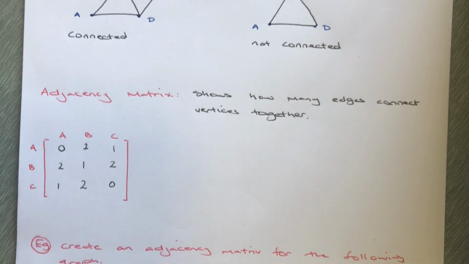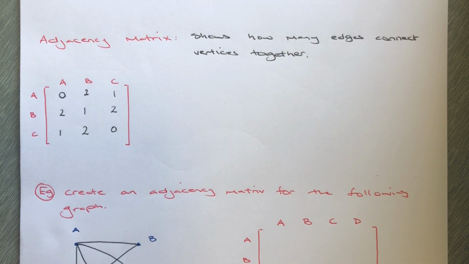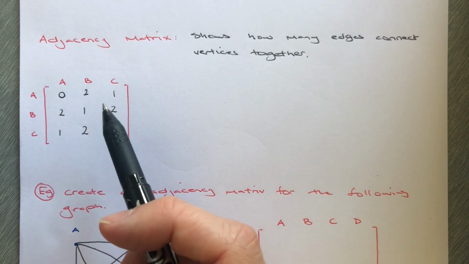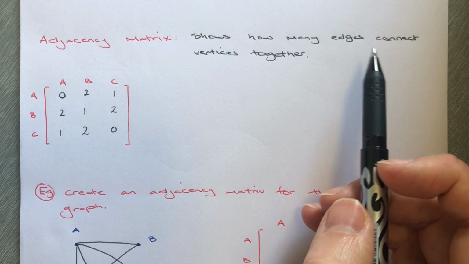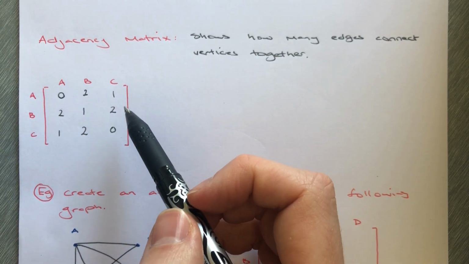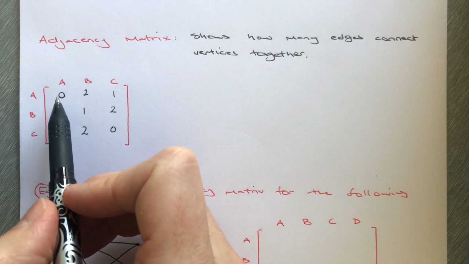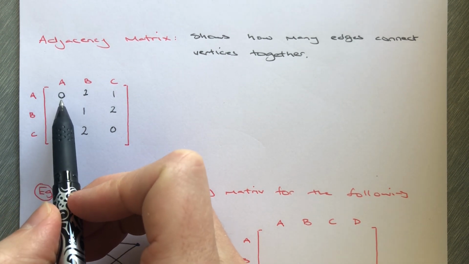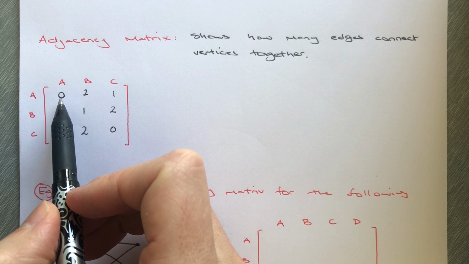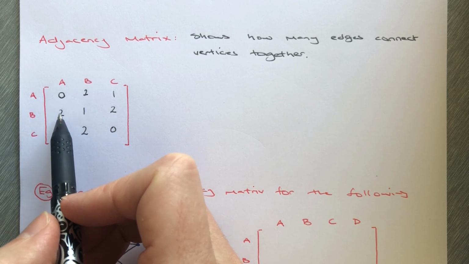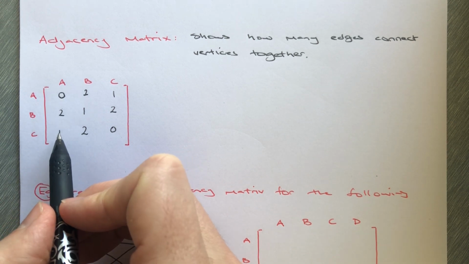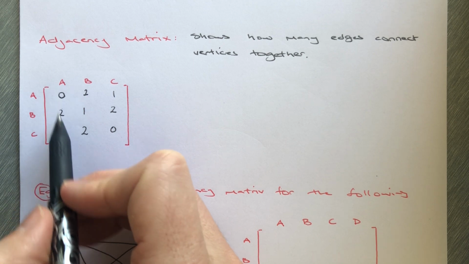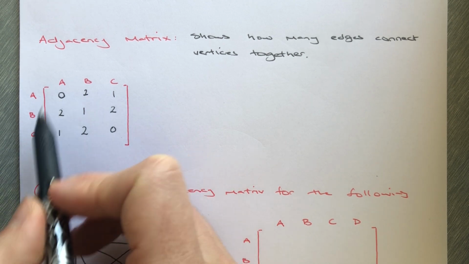Now the last thing that we'll look at is adjacency matrices, and this is one of them. This is an example, and it shows how many edges connect vertices together. So let's just use this one and kind of read it just to see what it means. So this spot here, you see how A and A are lined up? That's telling us how many edges connect A and A together. This one here is telling us how many edges connect A and B together. See how B and A line up? This one here is telling us how many edges connect A and C. And the same thing all over.